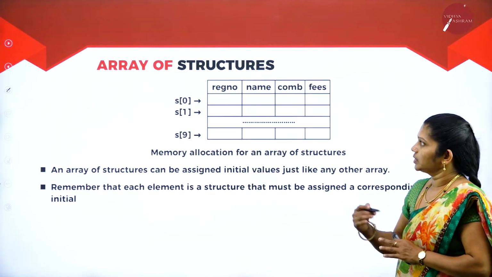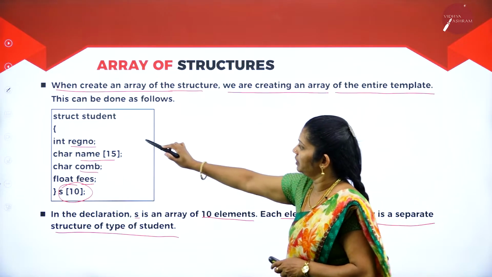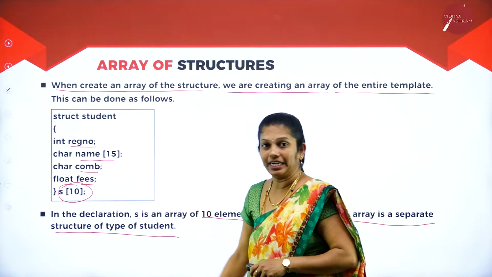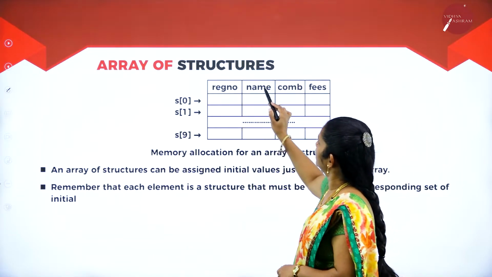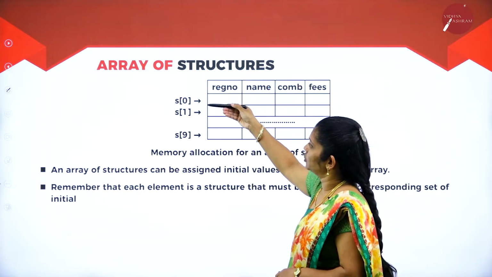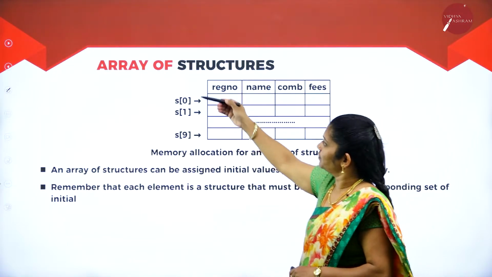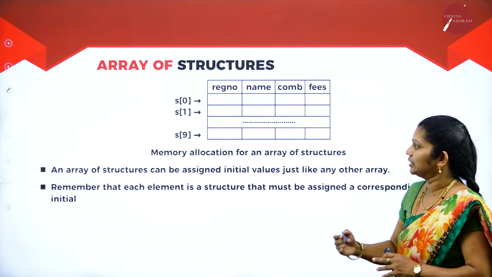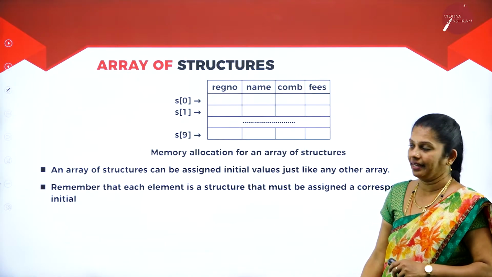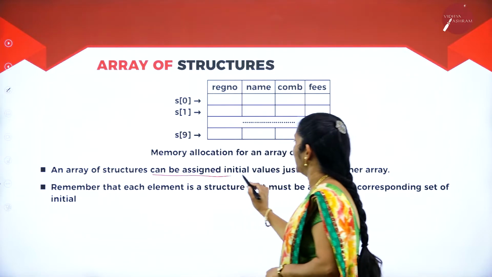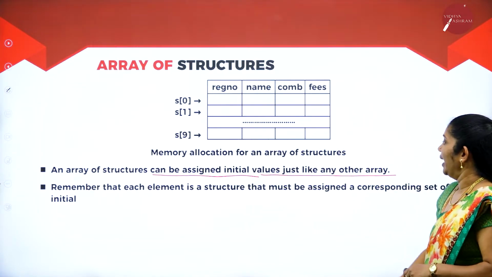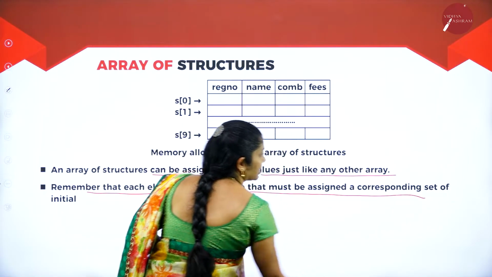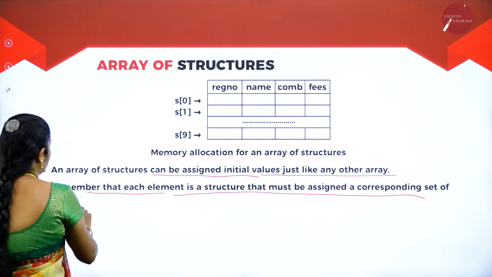Now it's clear. This I will show you. For example, here register number. If you observe here, register number for the first student, second student, third student, fourth student, up to the 10th student, it will store the information: register number, name, combination, fees. For the first student, S of 0, S of 1 up to S of 9. It starts from 0, that's why the last one will be S of 9. Memory allocation for an array of structure can be done in this way. An array of structure can be assigned initial values just like any other arrays. Each element is a structure, so it must be assigned a corresponding set of initial values for its members.